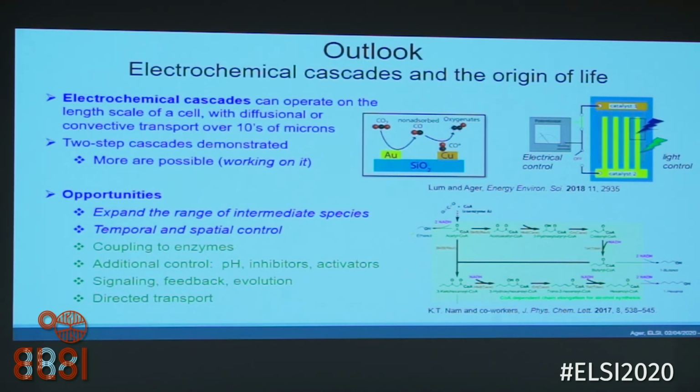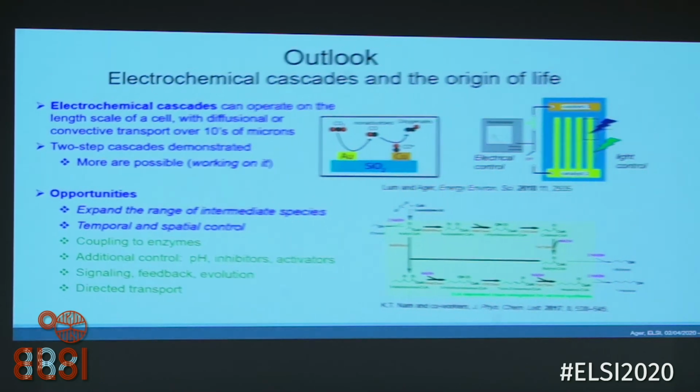And in terms of transport, I just talked about diffusion and convection, actually. But many in the room may know that in cells, eukaryotic cells, there's actually directed transport. They're not driven only by diffusion. And I think it would be transformational to demonstrate that in an electrochemical cascade environment.